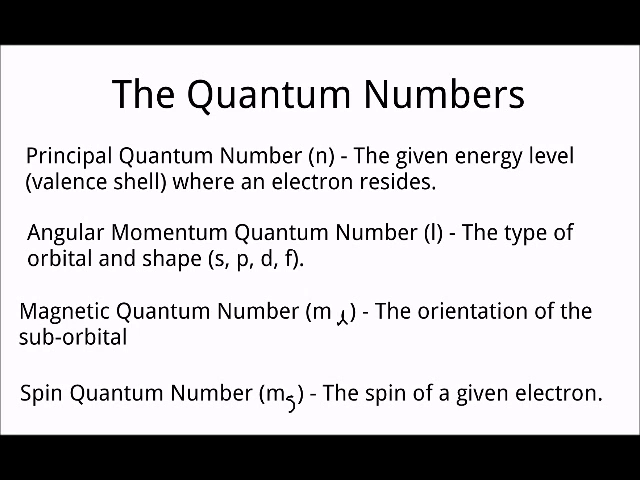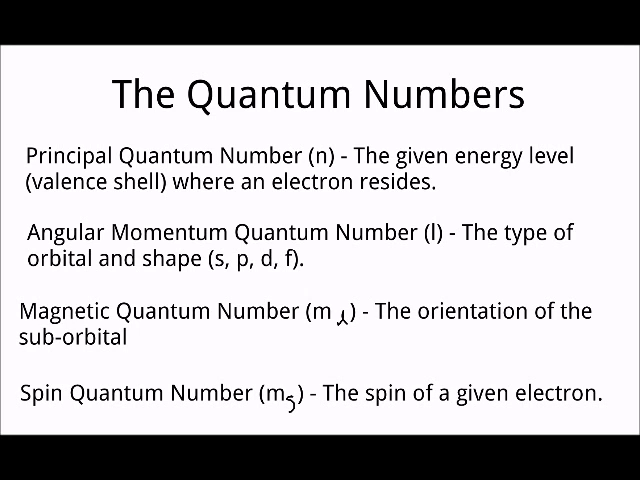So when I say 1s, the principal quantum number is 1. If I say 2s and 2p, the principal quantum number is 2. 3s, 3p, and 3d, the principal quantum number would be 3, etc. So when we are going through and looking at that first number coming before the shell itself, that's the principal quantum number. And it represents the valence shell that we're currently in when we're looking at an electron.